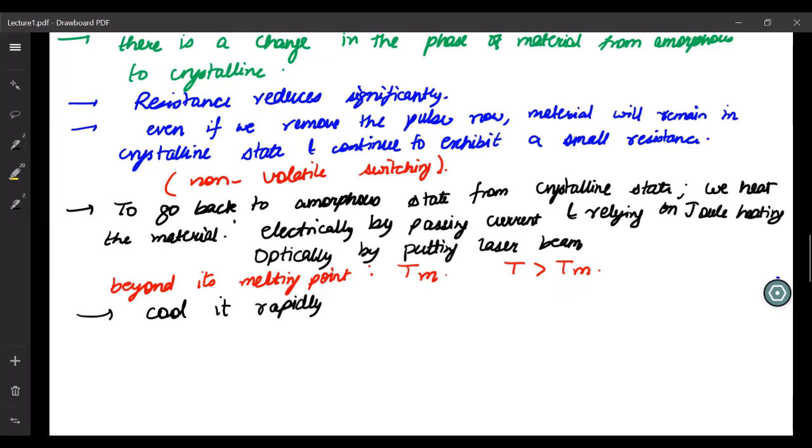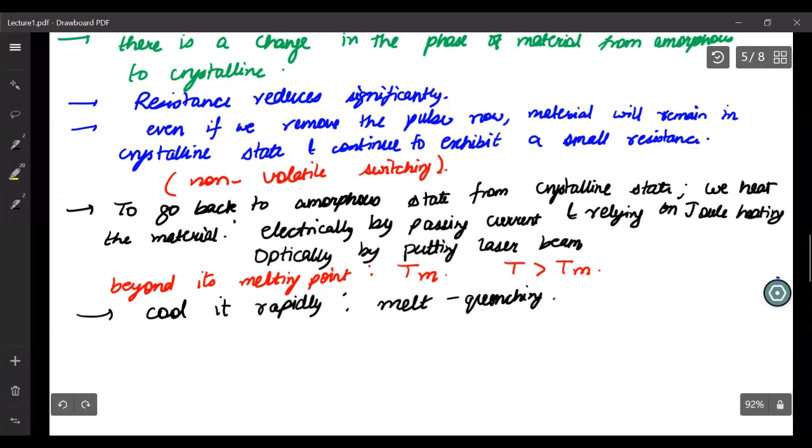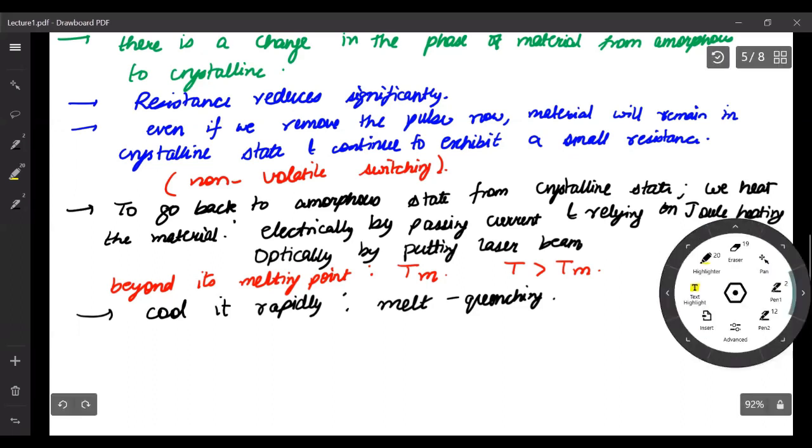This kind of process is called melt quenching, where you melt a material and then you cool it very rapidly so that you obtain an amorphous configuration. If you allow it to cool in a very slow manner, then again it will come back to your crystalline state. You can expect that it will be crystalline and not amorphous. But if you cool it very rapidly, you can ensure that it goes into the amorphous state.